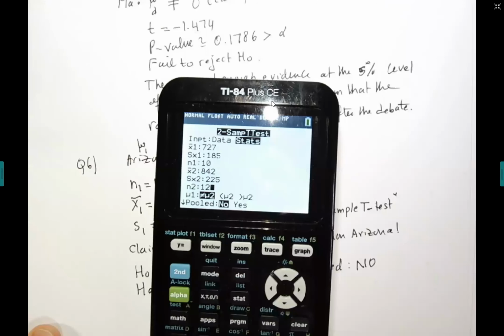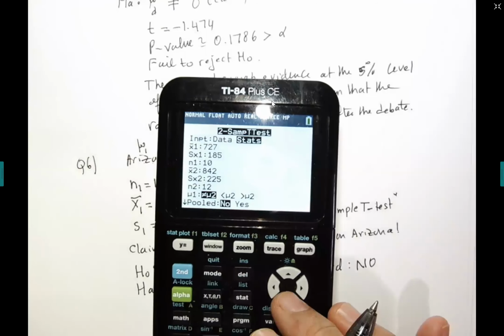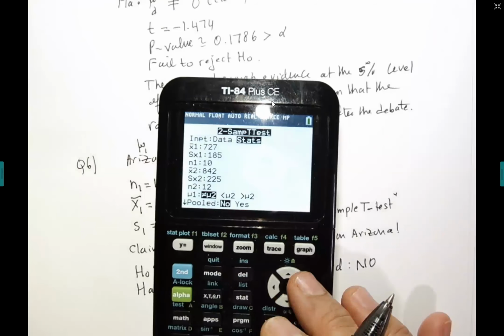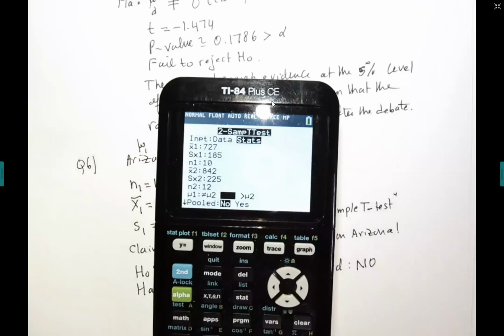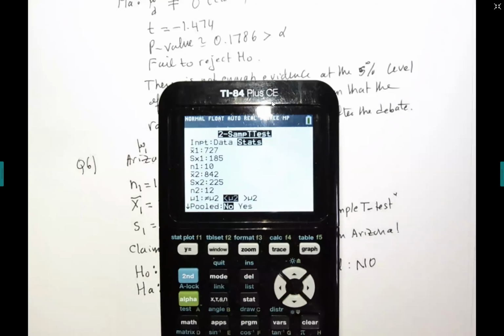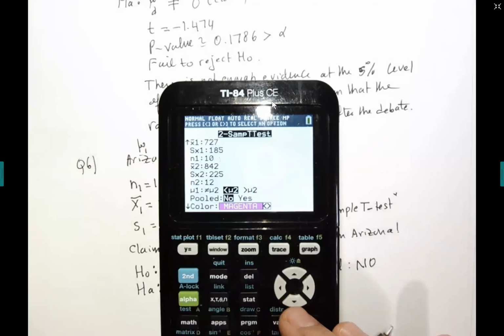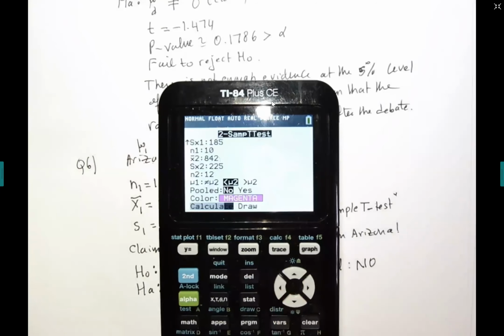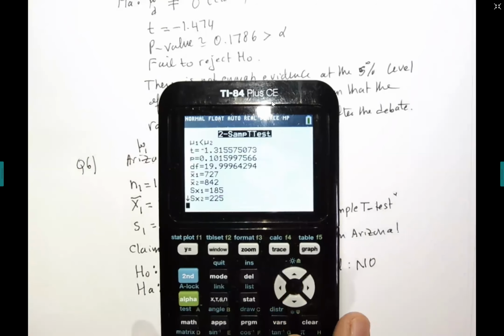And now, guys, we're checking that Arizona is less than California, which is the same as California more than Arizona. That's what you need to understand. And then pooled is no. And calculate. T is negative 1.316. And p-value is 0.1016.